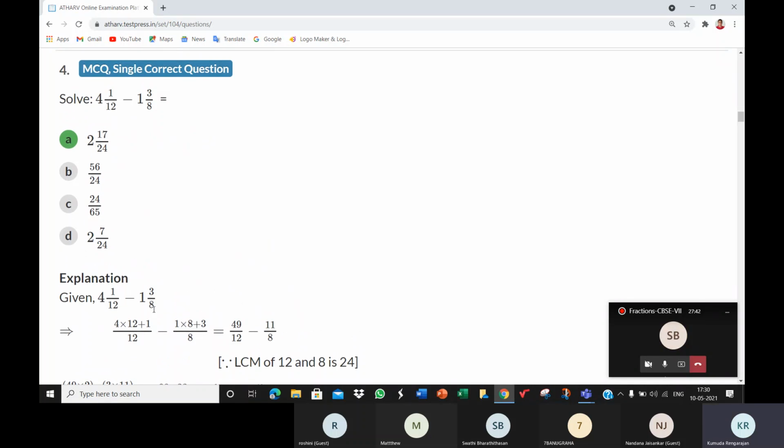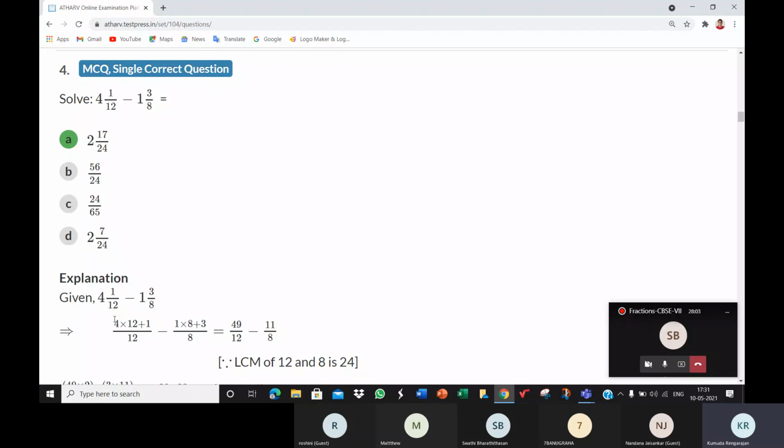1 3 by 8. 1 3 by 8. How do you convert this to an improper fraction? 1 into 8 plus 3, 1 into 8 plus 3 by 8. Now what's the answer for the C? This step here, what you see here, please see the pointer. I'm using the pointer to show what I'm talking about.